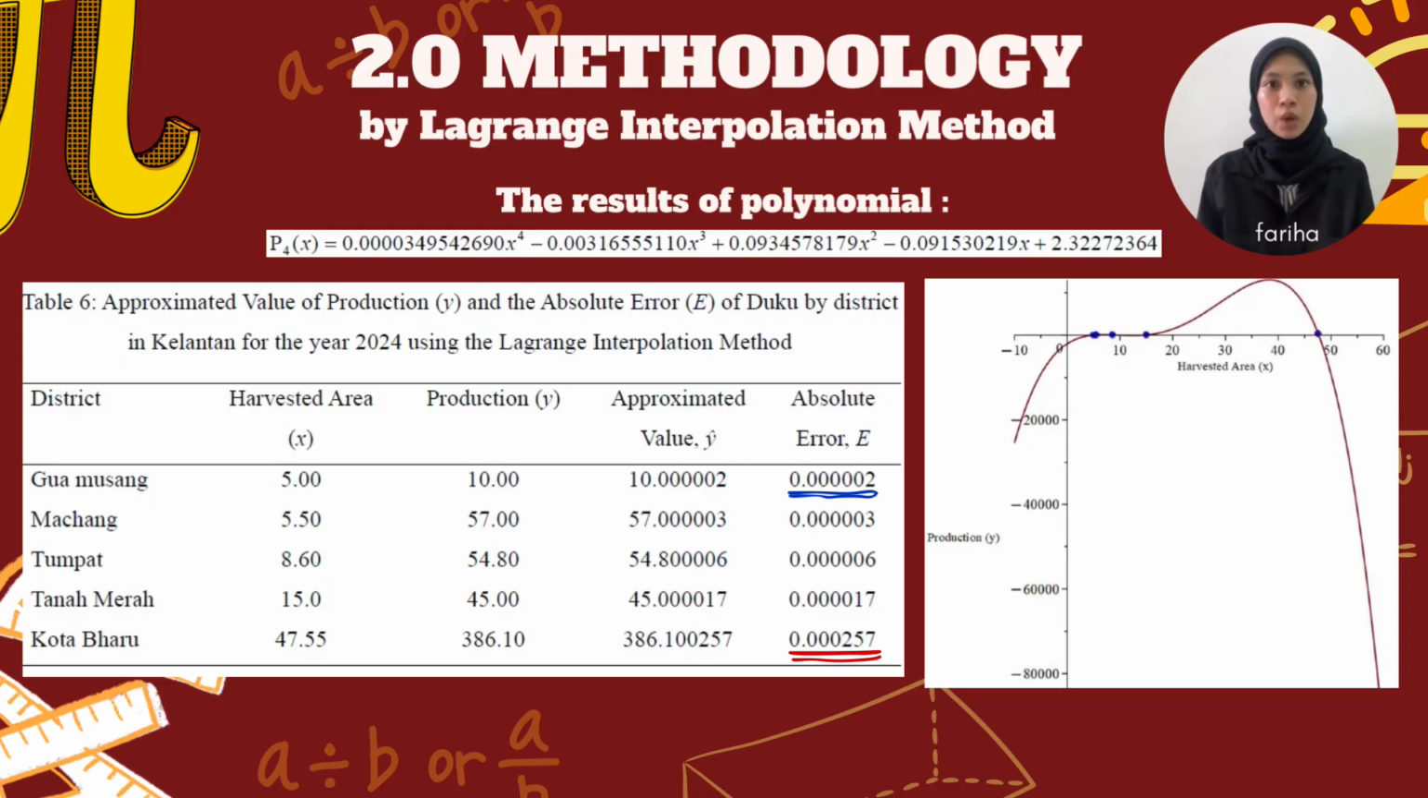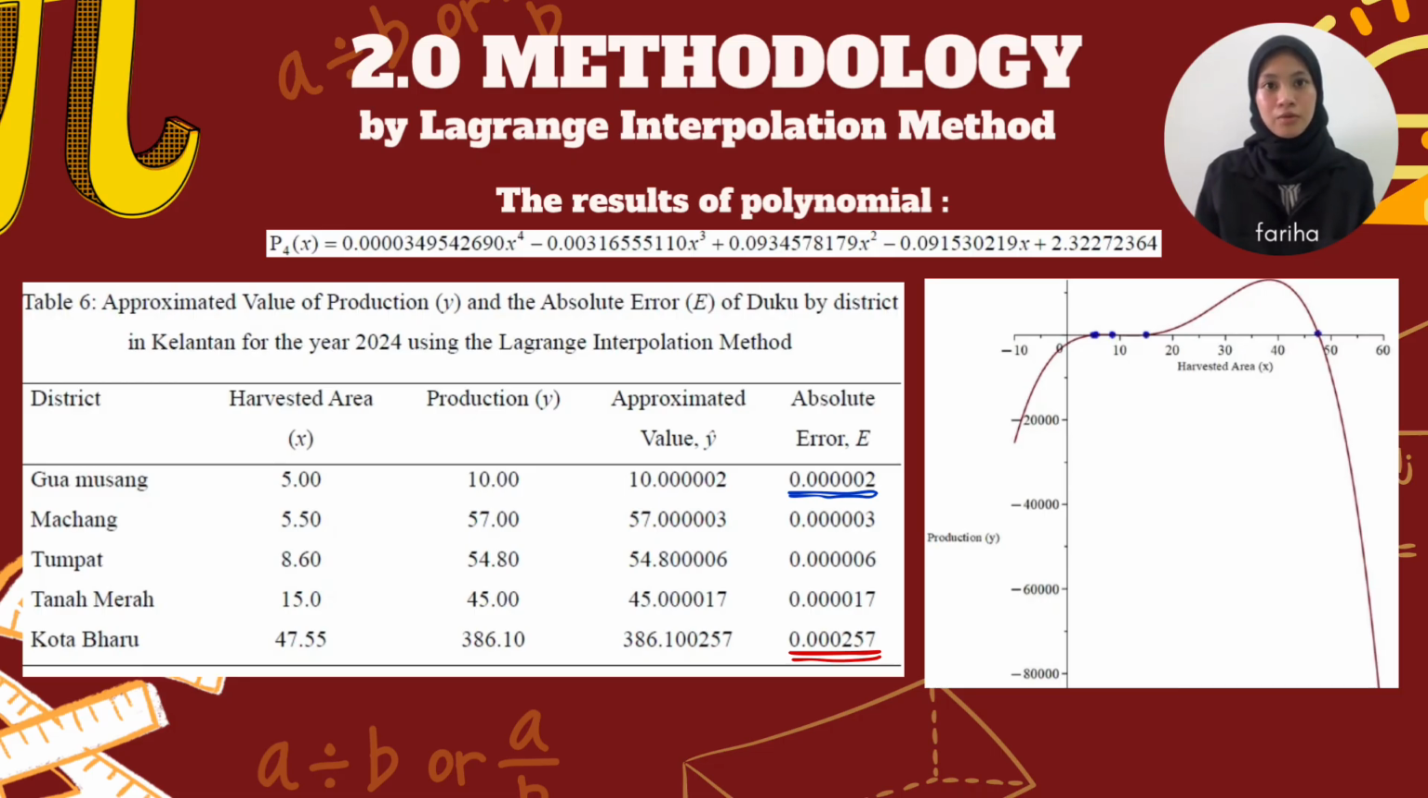From the table, we can see that the approximated values are very close to the actual production values, resulting in very small absolute errors. The largest error recorded is only 0.000257 in Kota Baru, while the smallest error is 0.0002 in Gua Musang. This indicates that the Lagrange interpolation method provides a highly accurate approximation for the dataset.